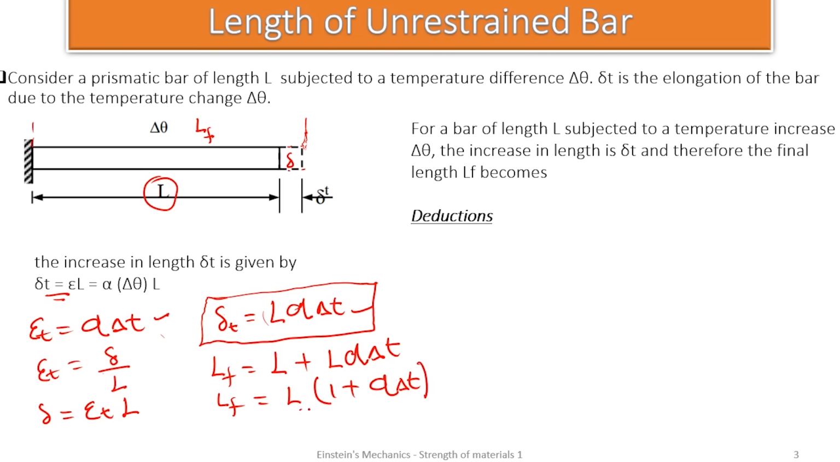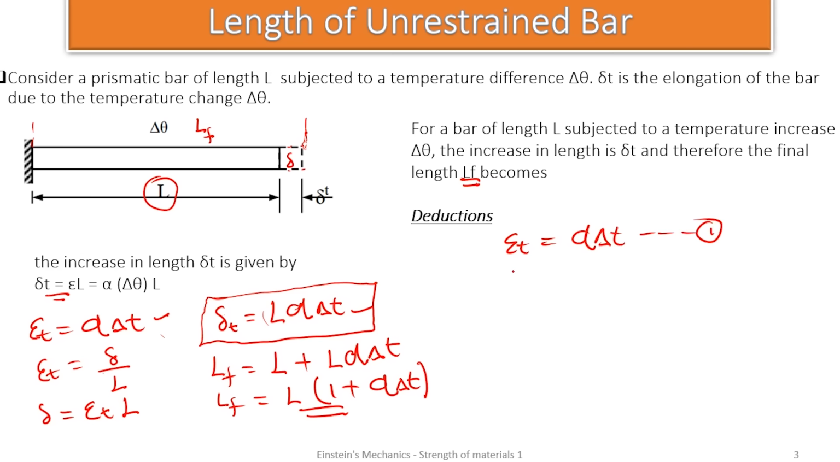So this is the expression for the final length when a bar is allowed to what? Elongate under the action of temperature. That'll be the final length. So we have these formulas there. The strain, thermal strain, is alpha change in temperature as equation 1.